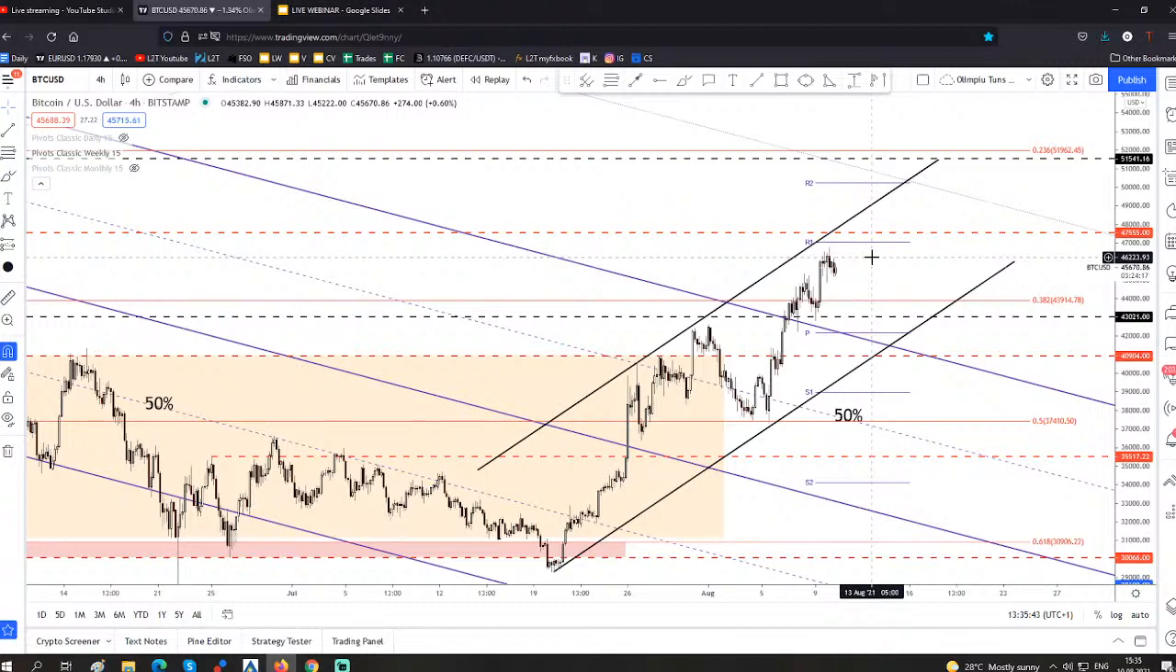Okay, so you can still search for new long opportunities here around these levels, if the price drops to test, to retest these immediate support levels before jumping higher, guys.